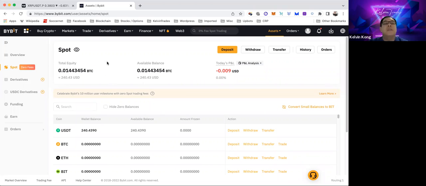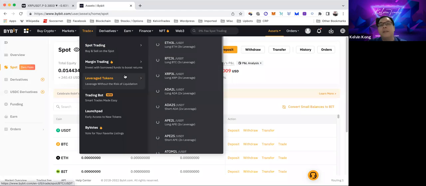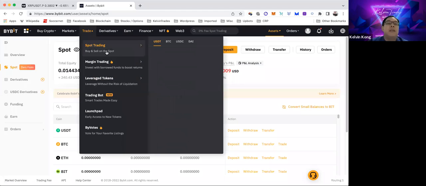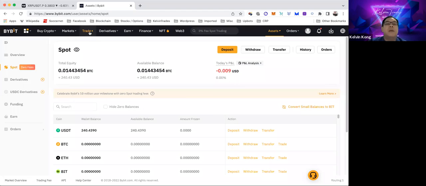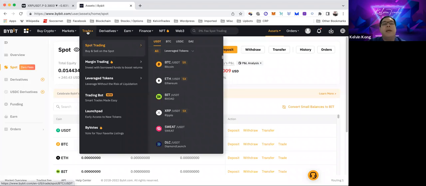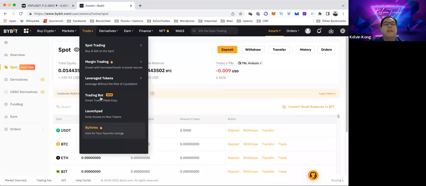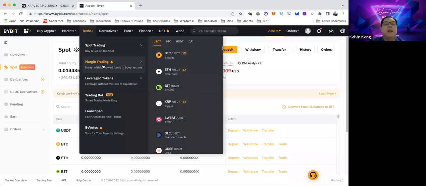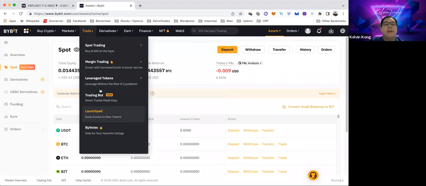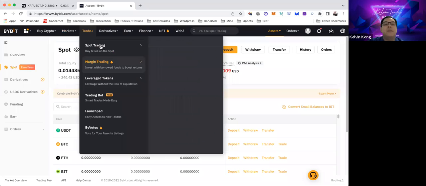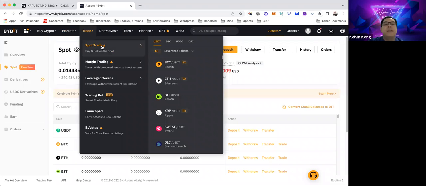First thing I want to start off is spot trading, buying the coins that you want to keep in your portfolio. If you want to do spot trading, very simple. Just come over here at the top menu. Under trade, just move your cursor to trade. You'll see spot trading, margin trading, etc. Don't care about the rest. Just focus on spot trading. Just click spot trading.